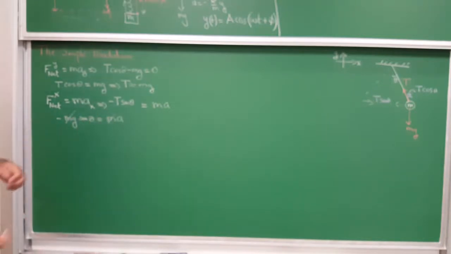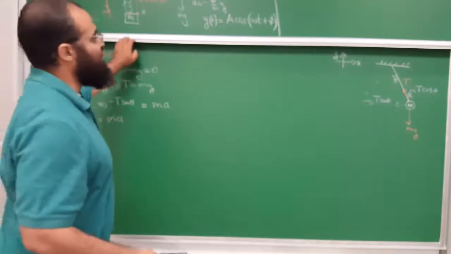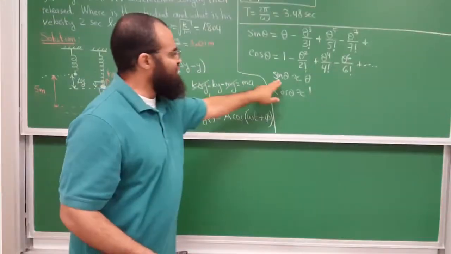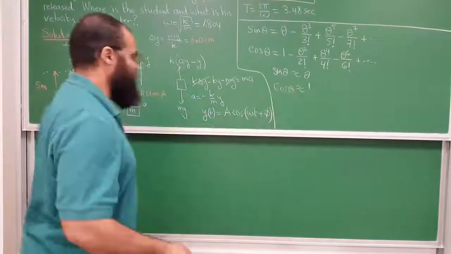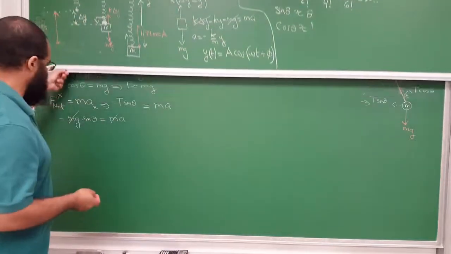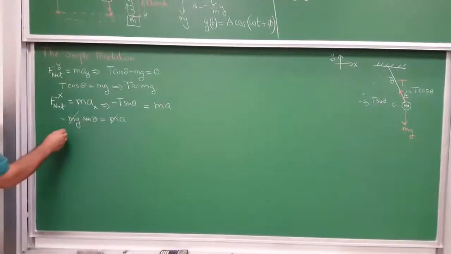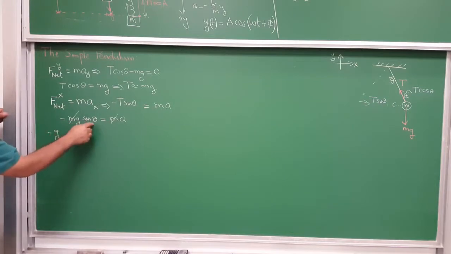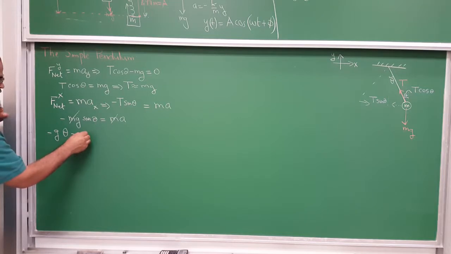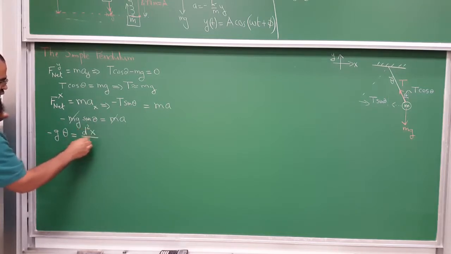And now I'm going to use that small angle approximation again. The sine of theta will be basically equal to theta. So I have negative g times theta. Instead of sine theta, I will write theta. And on the right hand side, I have the acceleration, and the acceleration is the second derivative of position. So the second derivative of x with respect to t.